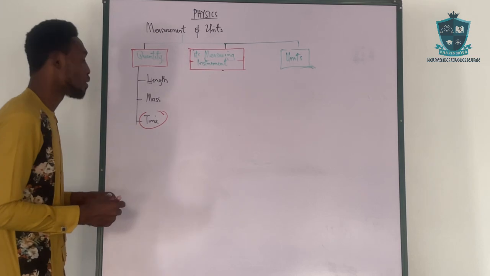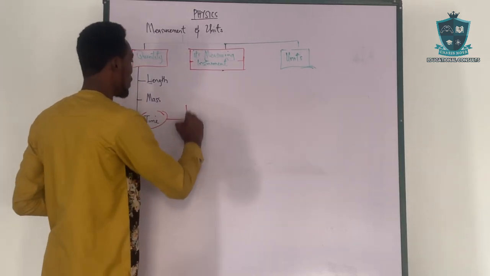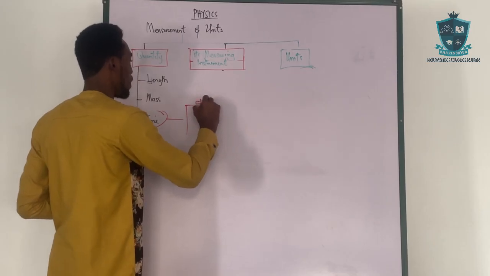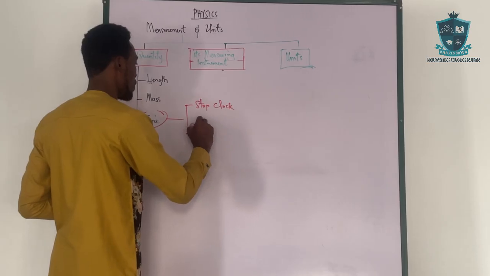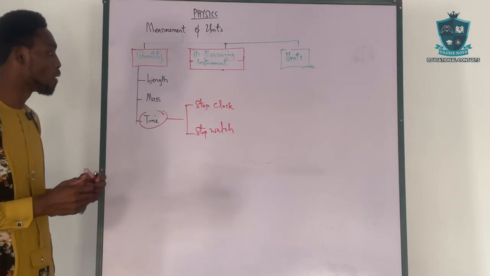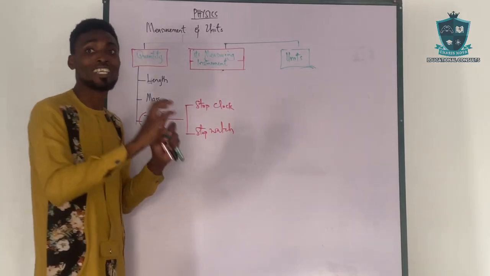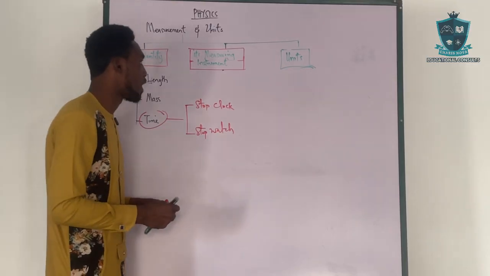So how do we measure time? We have two major instruments to measure time, and we call them the stop clock and the stopwatch. Of course, there are a lot of things to talk about when it comes to time, but I don't really want to bore you with the story of the sun clock and other things. These are the two major instruments you use now. They are very vital for your class. So we have the stop clock and we have the stopwatch.